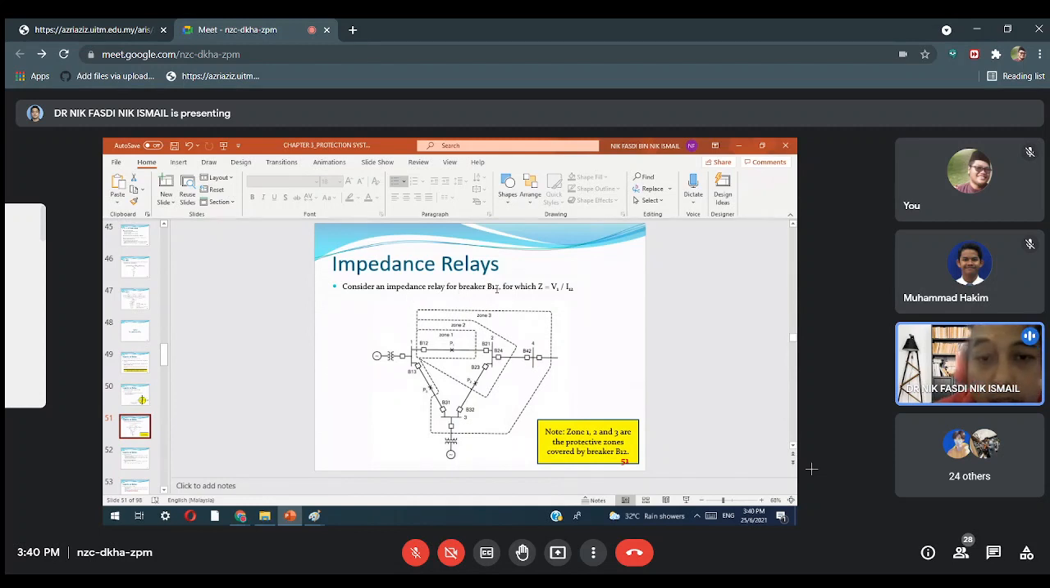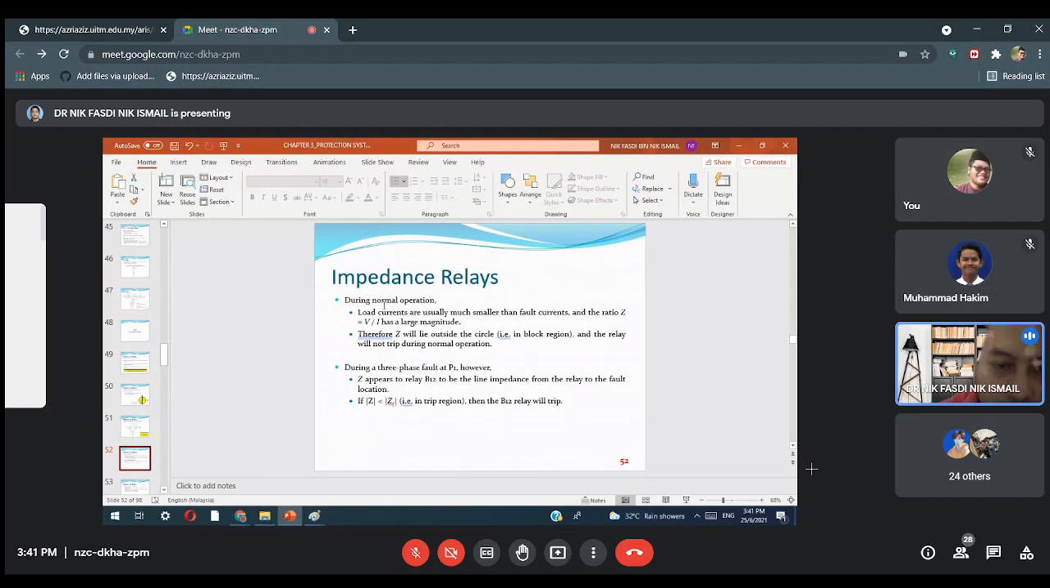Consider an impedance relay for breaker B12. So this is the B12 breaker, for which the impedance Z is V1 over IL2. Kita consider this fault location kat sini. There is P1, P3, P2. Zone 1, 2, 3 are the protective zones covered by breaker B12. Zone 1, zone 2, zone 3. Sebenarnya impedance relay ni kita setting berapa dia punya impedance reach tadi? 80%, 120%. Let I explain kat sini.